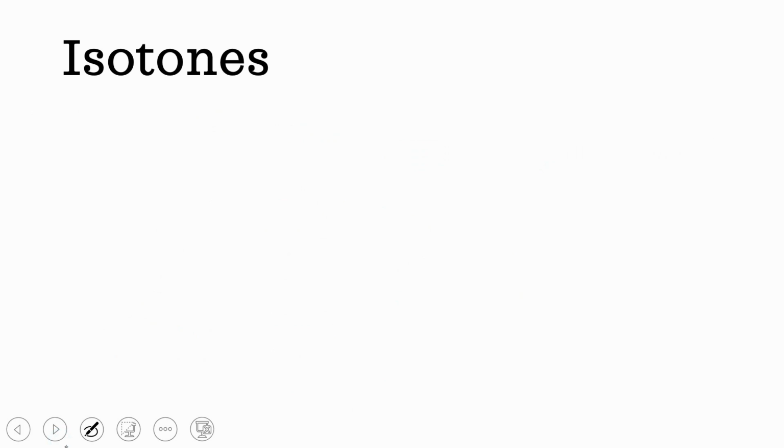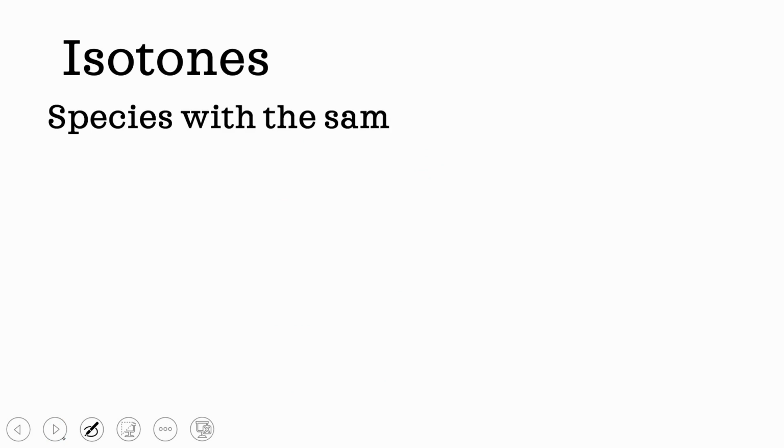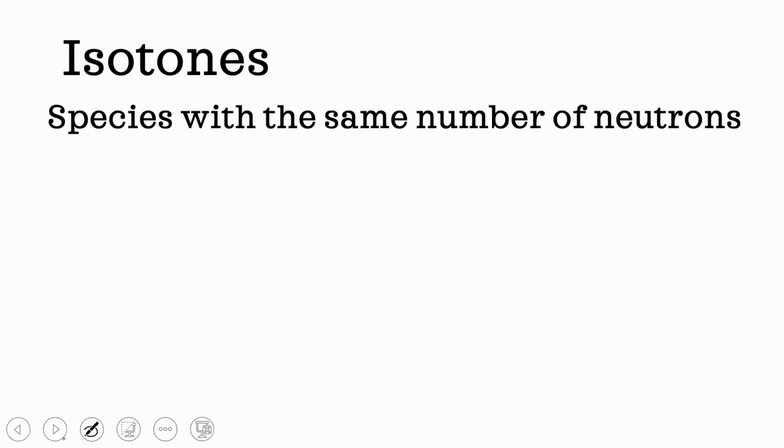The third one you are studying is isotones. Isotones are species with the same number of neutrons. So they will have different numbers of protons, different mass numbers, electrons sometimes, but they will have the same number of neutrons. So when we say species, they can be atoms, molecules or ions. The only condition is that they should have the same number of neutrons.